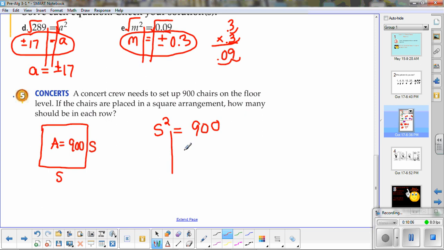Draw your train tracks. Undo the squaring by taking the square root of both sides. Square root of s squared is just s, and the square root of 900 is 30. Now this time I wouldn't want to put the negative square root. I wouldn't want to put negative 30 because it wouldn't make sense to have negative 30 chairs in each row. So we have a positive 30 chairs in each row.